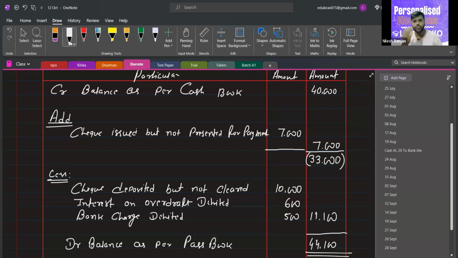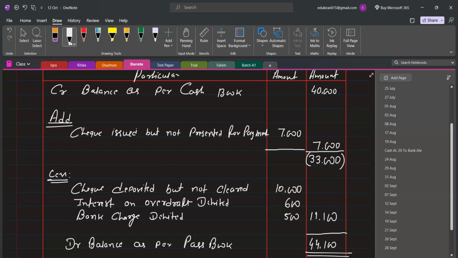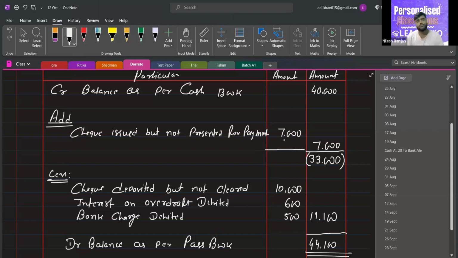Like, if we have issued a check, let's say this is the cash book and this is the passbook. If we have issued a check, then our cash book will decrease. And to make it equal, we have to increase our cash book. So that's why it is added here. But now, due to overdraft balance, if the answer is to add, then we will deduct the item. You have to do just the opposite of what you have thought.